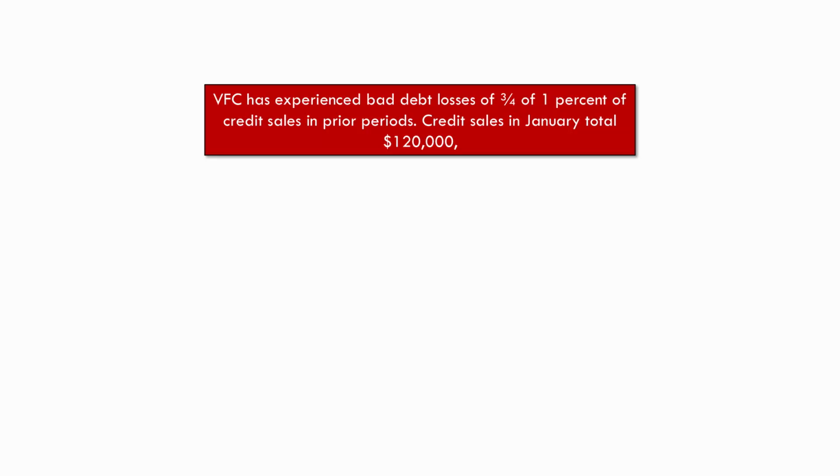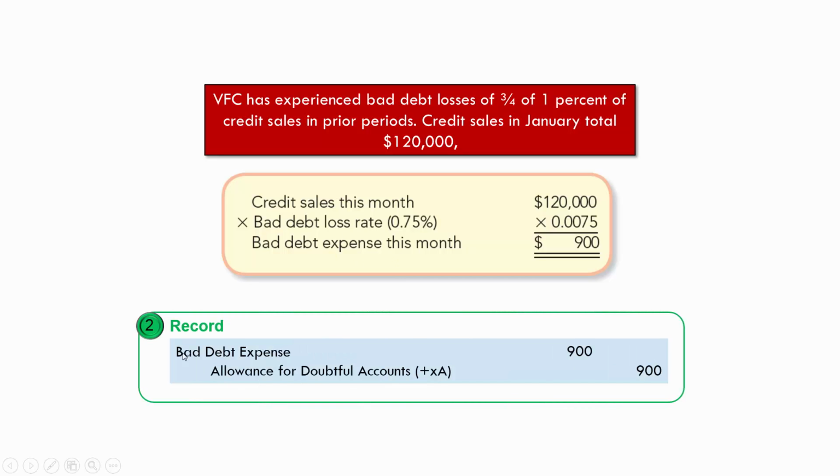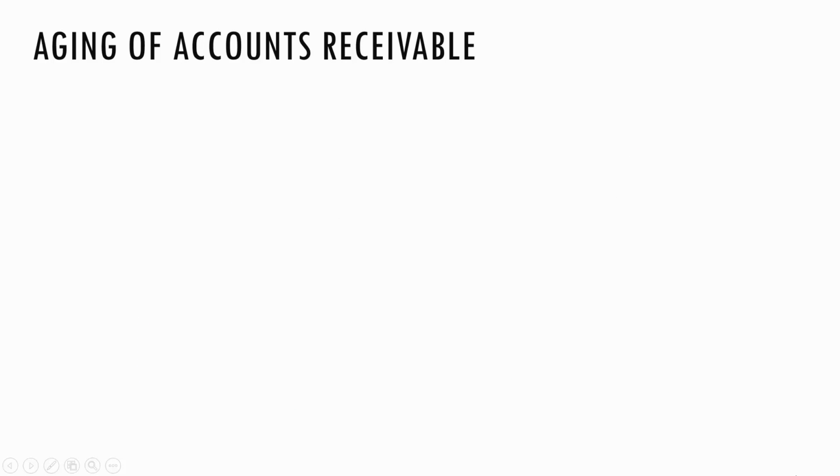So they've looked at the past, they keep records, and they estimate the bad debt is going to be 3/4 of 1%. They have credit sales again of 120,000. They multiply it and they come up with bad debt expense. So they just record bad debt expense and they put it in this contra account, allowance for doubtful accounts, allowance for uncollectible accounts of $900. So the $900 is going to be an amount that's going to reflect the uncollectible amount of the sales that they have made in this time period.